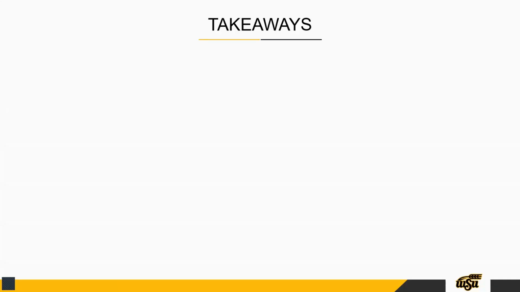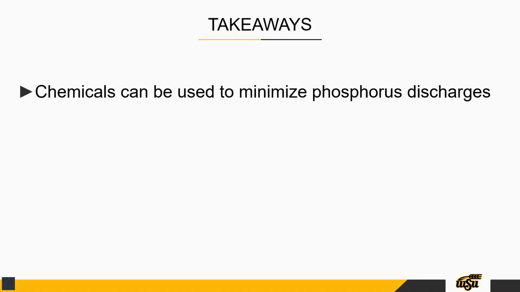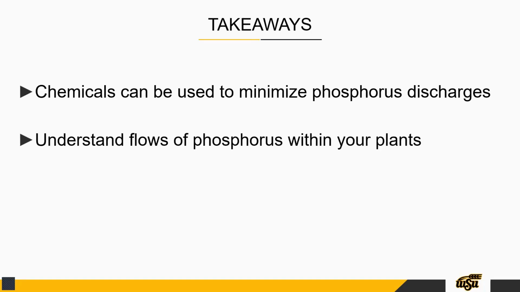So to begin with, let's talk about takeaways. The first one is that chemicals can be used to minimize phosphorus discharges. So unlike your nitrogen removal, you have the ability to use chemicals to meet your permit limits. So it's another tool in your toolbox should you need it in the future.